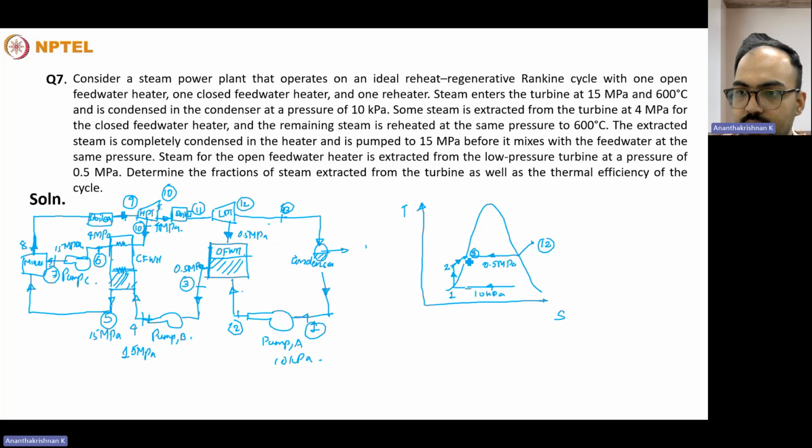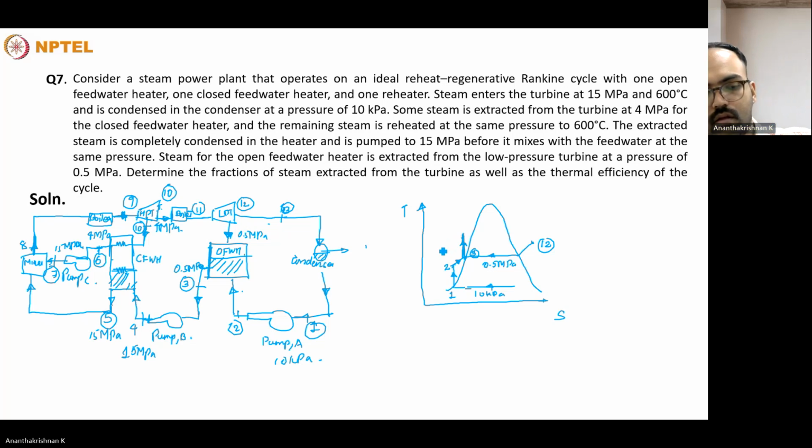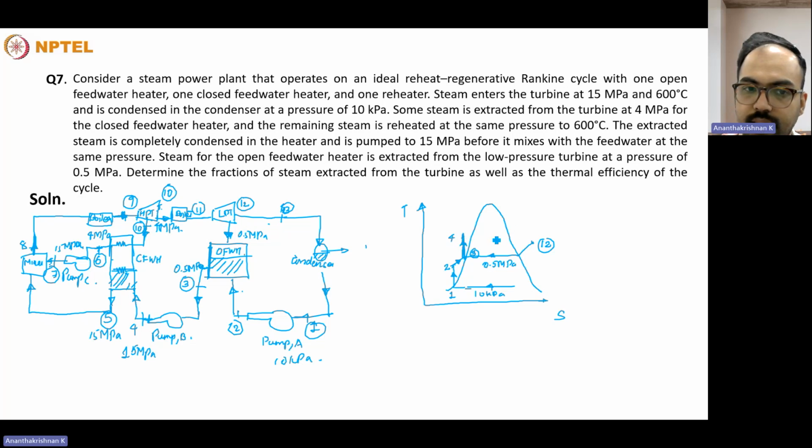And from there, the second pump will be pressurizing it to 15 megapascal, and that state point will be state point 4. And there is a closed feed water heater. There is a closed feed water heater just immediately after this.